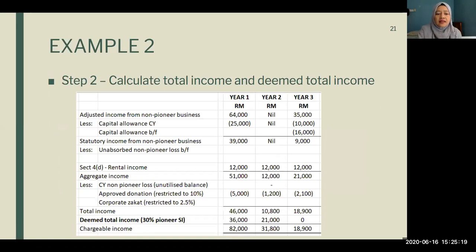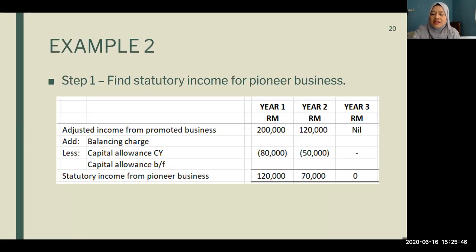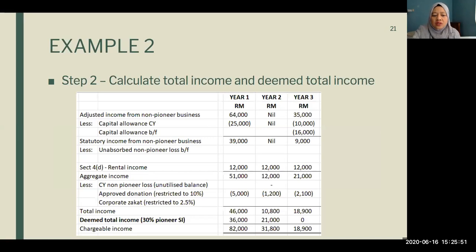And in year 3, non-pioneer, you have adjusted income 35,000, CA for the year is 10,000, and then you have CA brought forward 16,000, SI 9,000. This one is from non-pioneer. Plus rental of 12,000, then you have 21,000. Approved donation is only 2,100, which is 10% of that. Total income, but deemed total income is 0. Why 0? Because for pioneer status you have a 0 SI. So 70%, 30% of that is also 0. So your chargeable income is only 18,900.